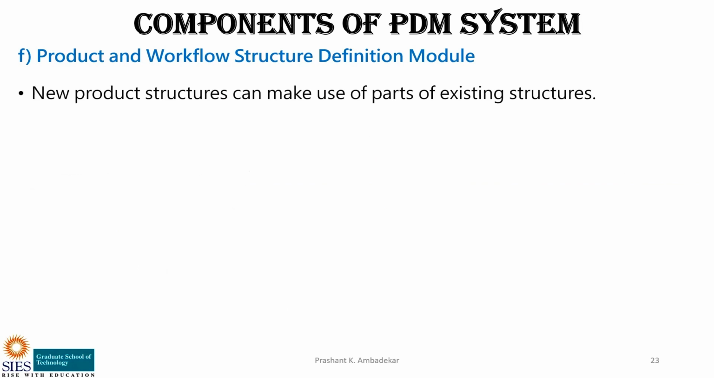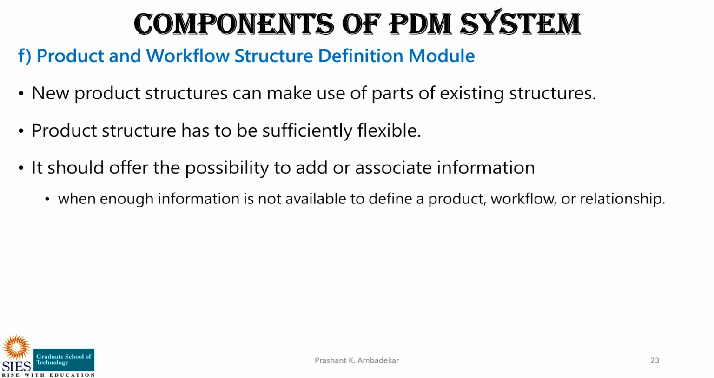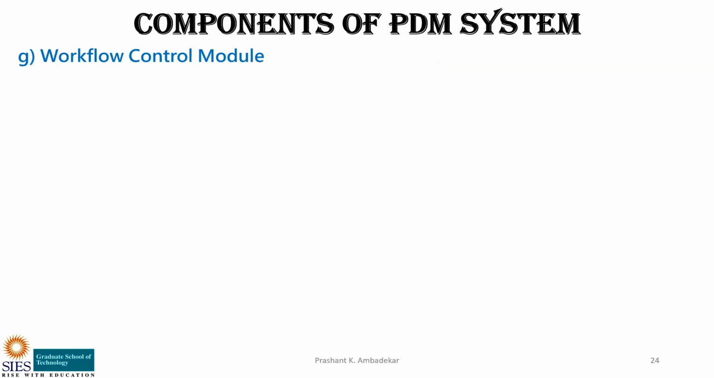New product structure can make use of the parts of the existing structures. The product structure has to be sufficiently flexible so as to be able to handle the changes in the information structure. It should be able to accommodate changes as the information related to the product is modified. The product and the workflow structure definition model should offer the possibility to add or associate information when enough information is not available to define a product or a workflow or the relationship.